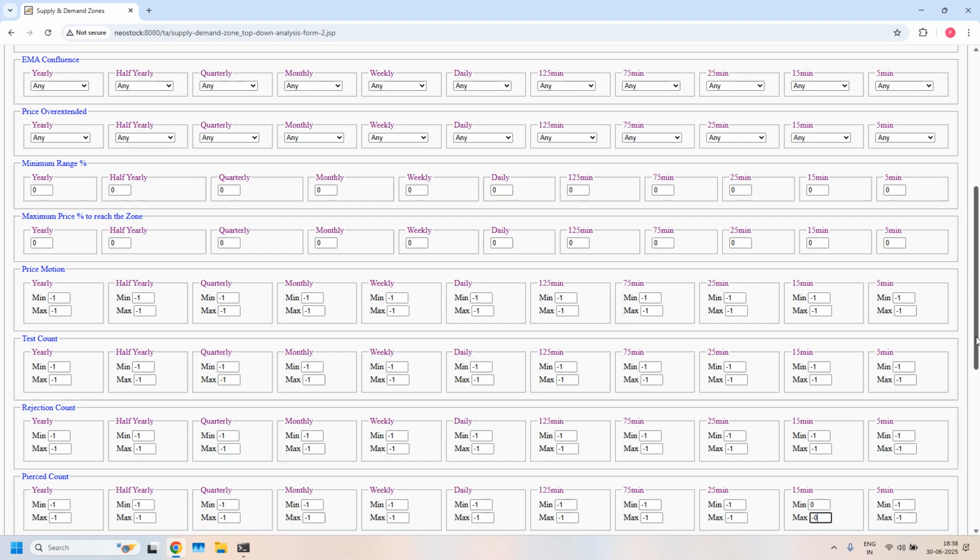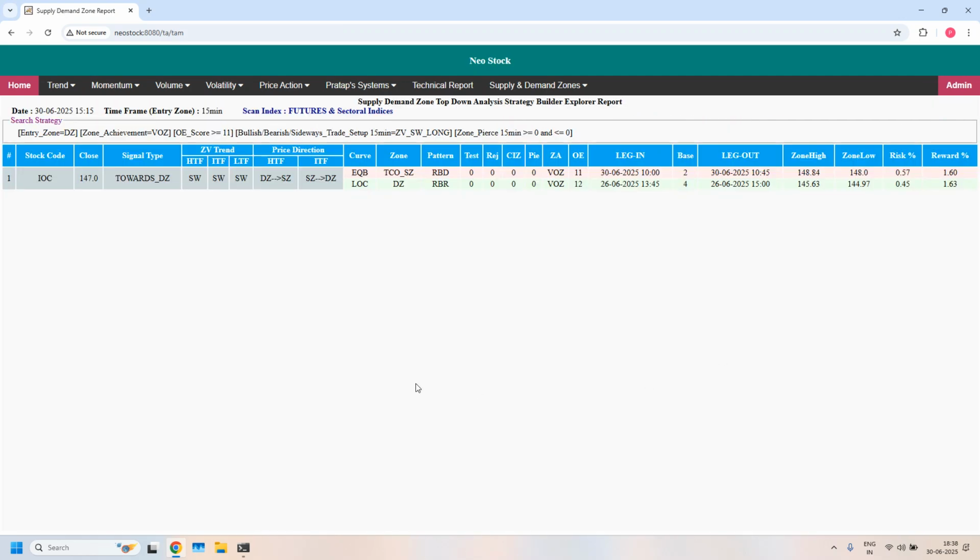With these filters, we got one stock. This is a sideways long trade setup for daily income trade. Entry time frame zone is the 15 minutes demand zone.